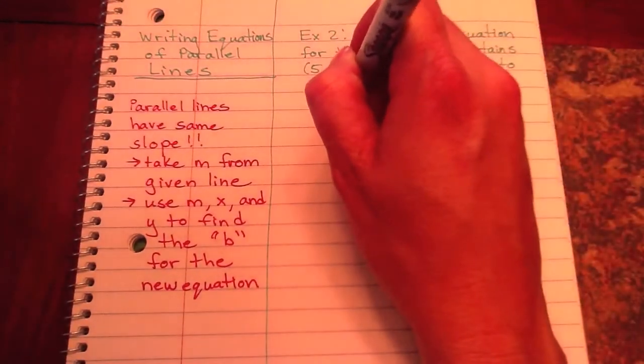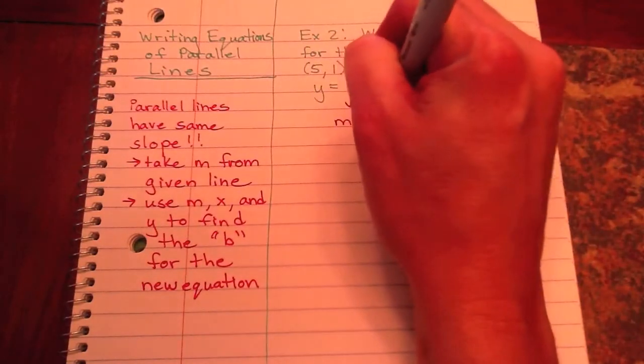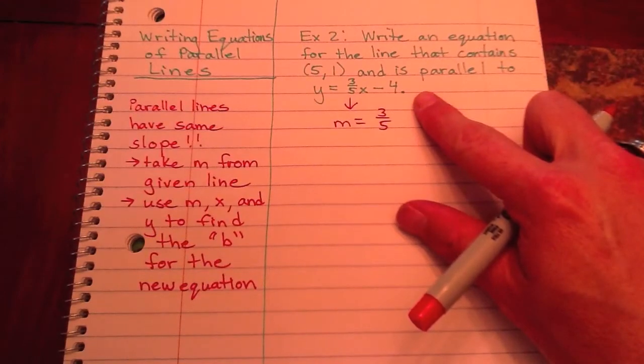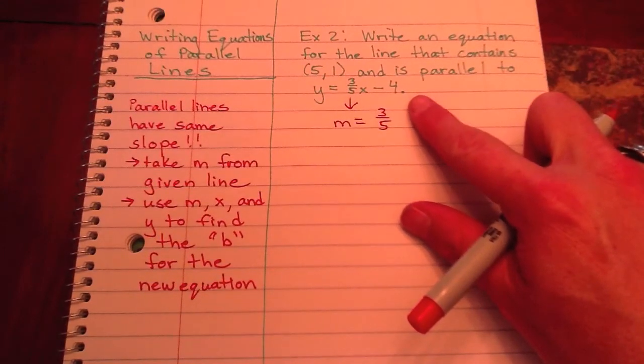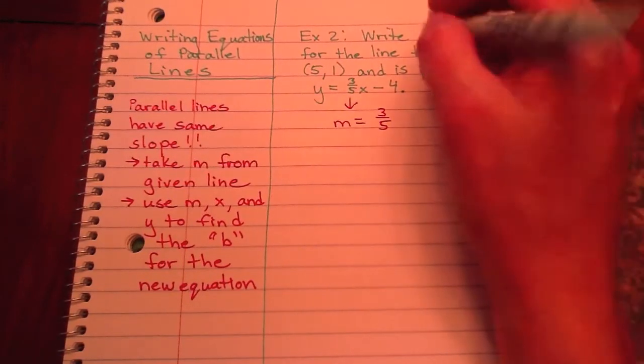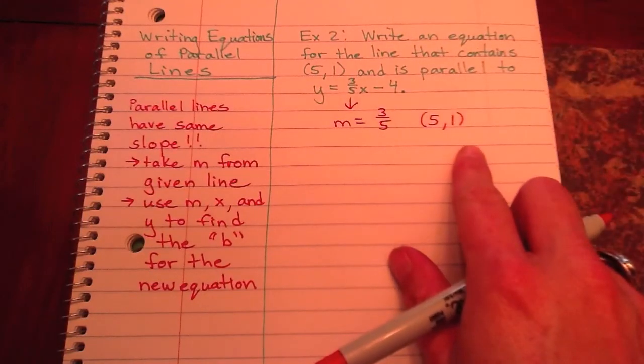All right, so let's walk through this. M equals 3 over 5. Now, if this had not been in slope-intercept form, you would just convert it to slope-intercept form to find the m. And you do run across those, but at this point you should be able to do that with no trouble at all. And then we're given the point 5, 1.